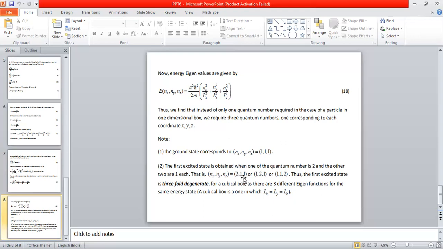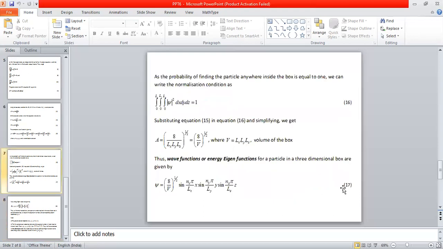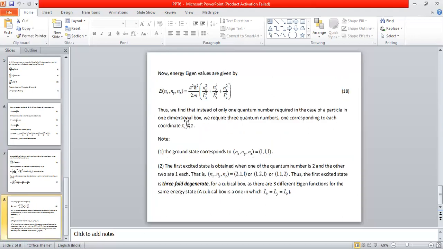If I substitute 2, 1, 1 or 1, 2, 1 or 1, 1, 2, I am going to get the same energy. So for three different possible values of the quantum numbers, 2, 1, 1, 1, 2, 1 or 1, 1, 2, we get the same energy. Whereas if I substitute these in the expression 17, the three wave functions are not the same. I get three different wave functions for nx, ny, nz equal to 2, 1, 1, 1, 2, 1 or 1, 1, 2, whereas I get the same energy if Lx, Ly and Lz are equal.